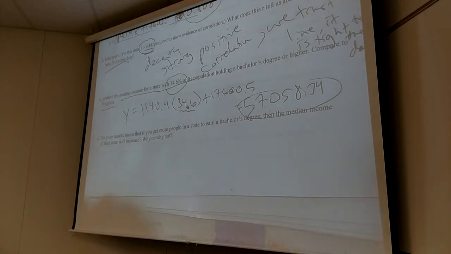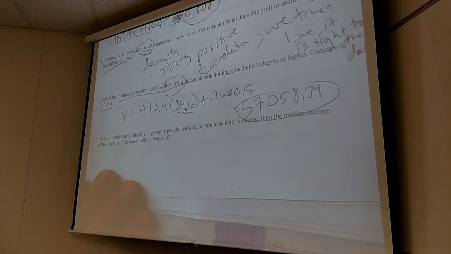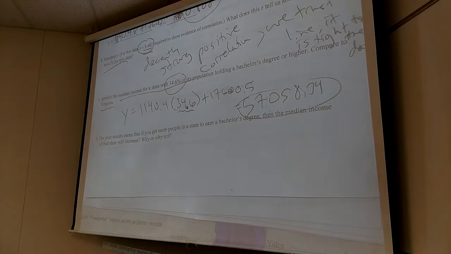So here's the key thing. Do your results mean that if you got more people in a state to earn a bachelor's degree, then the median income will definitely increase? Does it mean that? Hell no. Of course not. Correlation does not mean causation. That's a big phrase that's thrown around. It doesn't mean causation either. We just can't say. So will that happen? If you say no, you're wrong. If you say yes, you're wrong. The correct answer is maybe.